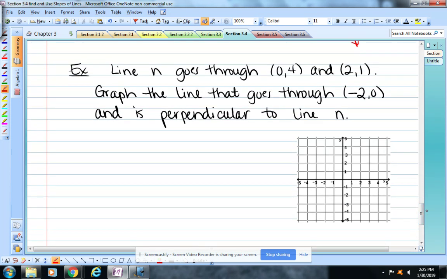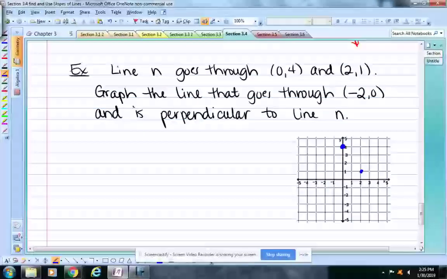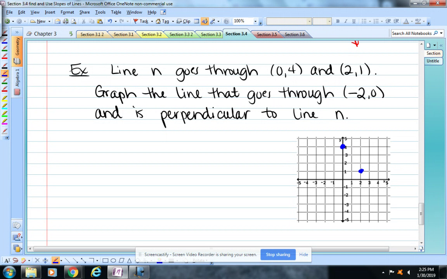All right, line N goes through the point 0, 4, and 2, 1. Graph the line that goes through the point negative 2, 0, and is perpendicular to line N. So let me graph line N. 0, 4 is on the y-axis. 2, 1 is over here. So here's this line. Line N.